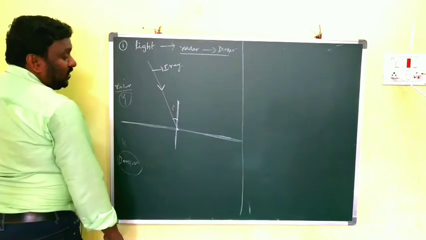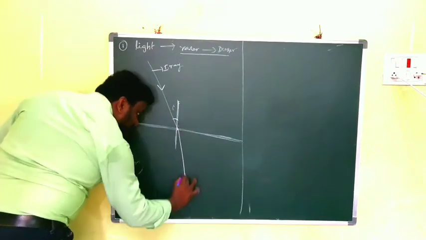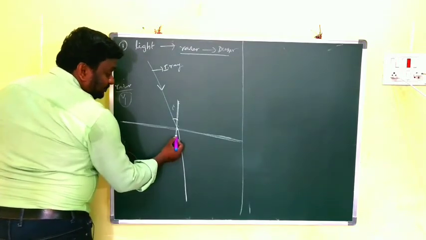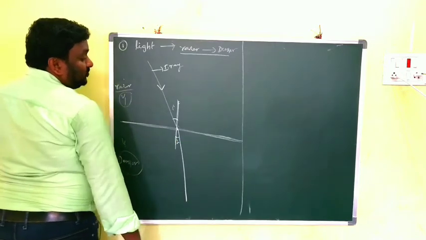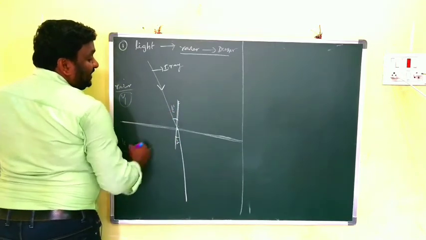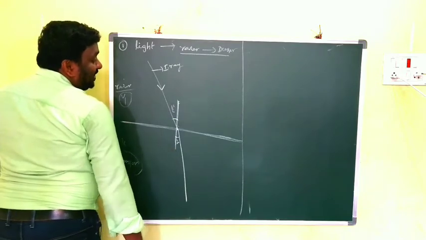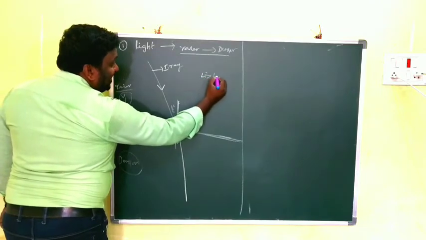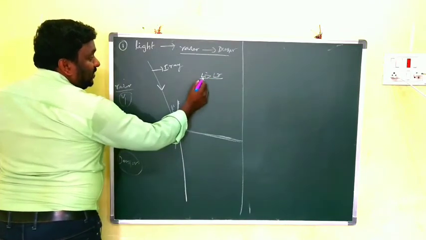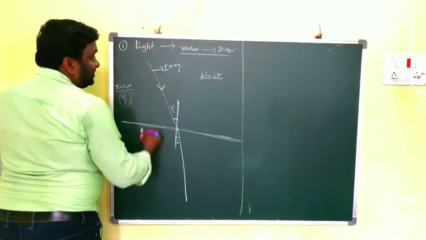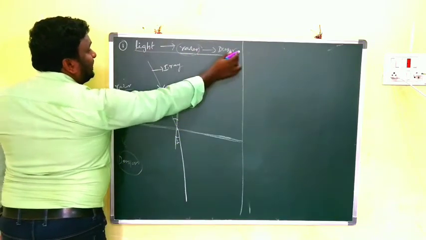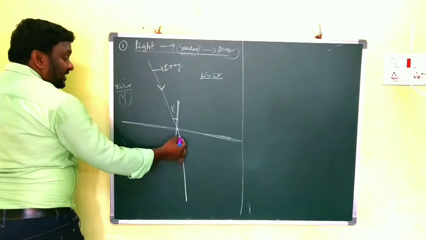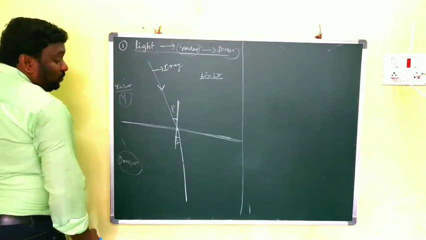This is what we call the angle of incidence. Now I am drawing the refracted ray, and this is the angle of refraction. So what do you observe? In this case, angle of incidence is greater than angle of refraction. The light is moving from the rarer medium to the denser medium. That means after refraction, the refracted ray moves towards the normal.